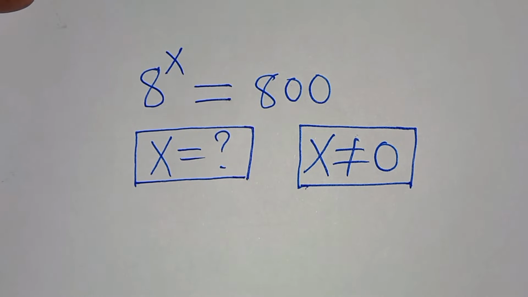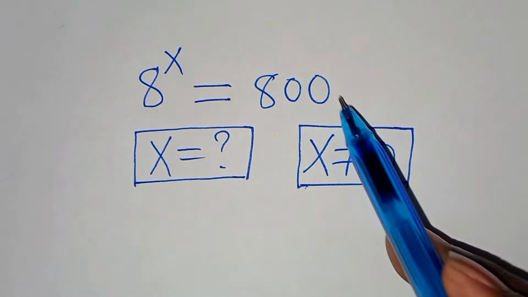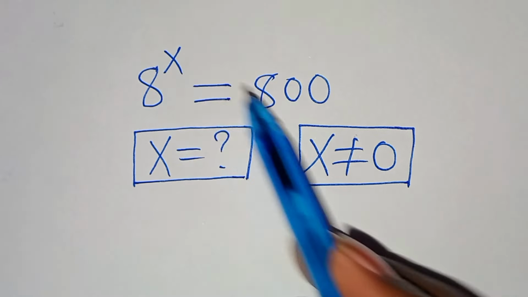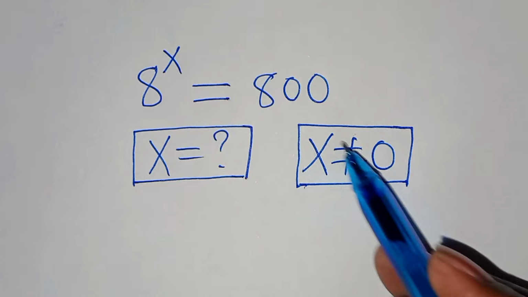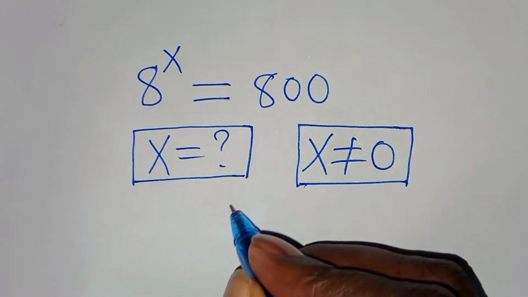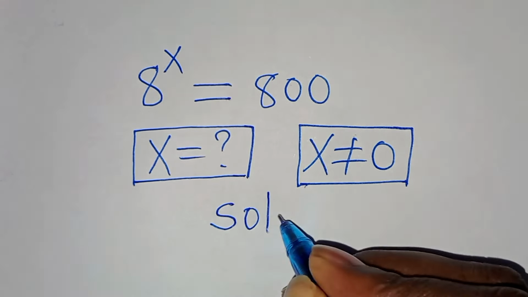Hello everyone, you're welcome to solve this nice exponential equation, which is 8 to the power of x equal to 800. So what is the value of x given that x is not equal to 0? So let's begin the solution from here.